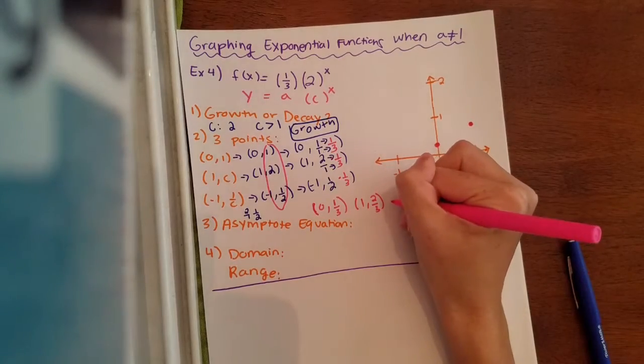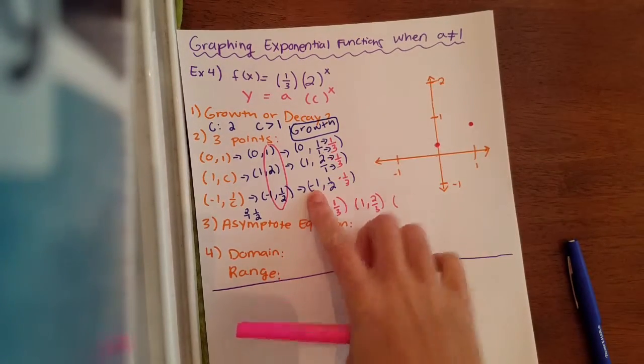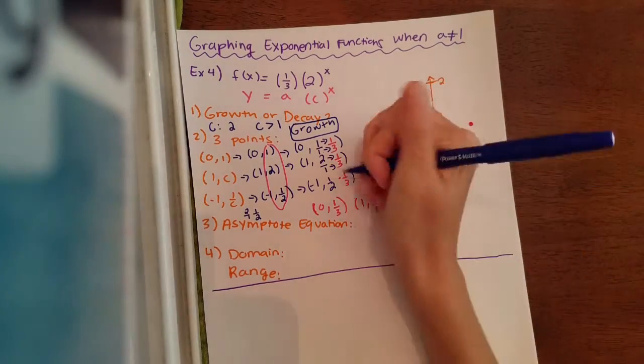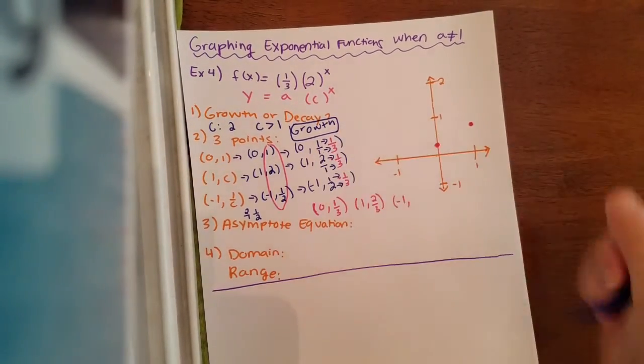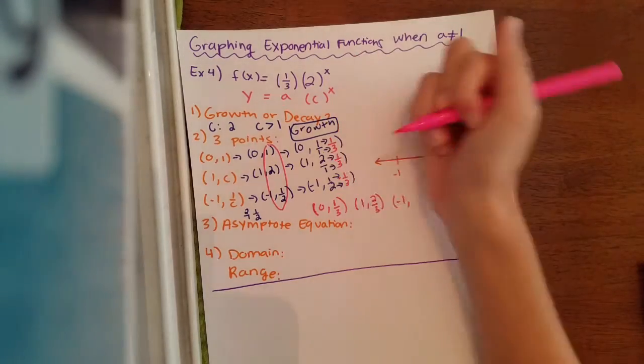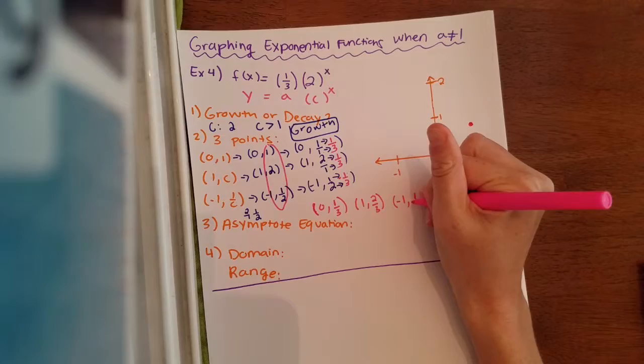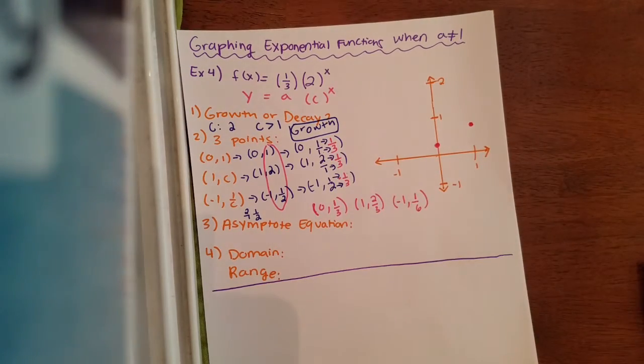And then my final point, my x stays the same, so that's still a -1. And then my y value, remember when you multiply fractions, you just go straight across. So 1 times 1 gives me a 1, and 2 times 3 gives me a 6.